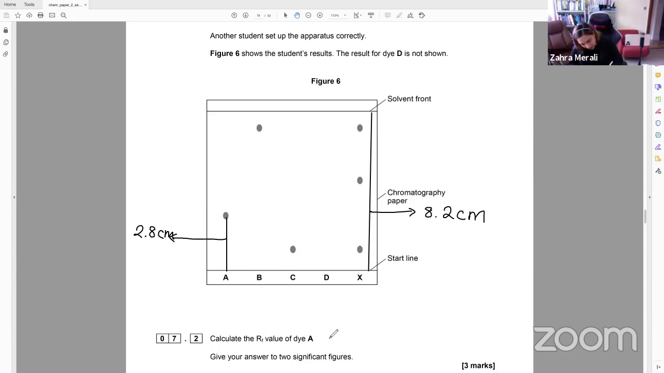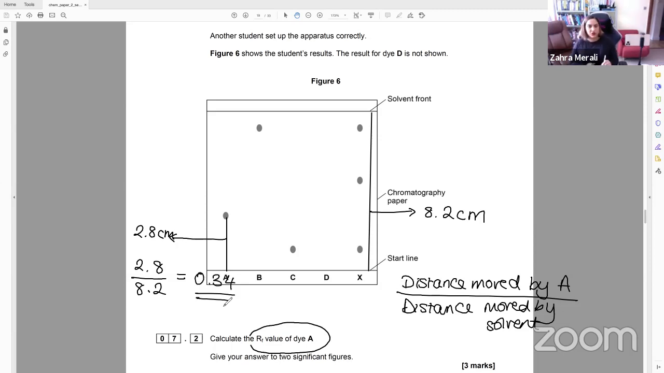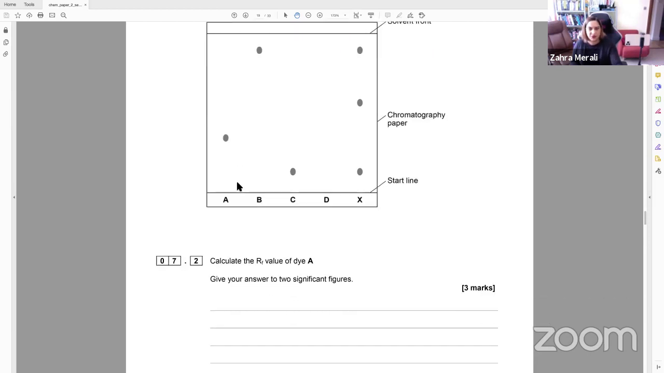So if you're working out the RF value for dye A, what you're calculating is the distance moved by A, and you're dividing that by the distance moved by the solvent. So here we're going to have 2.8 divided by 8.2. And when you put that in the calculator, you get 0.34. So the answer to that part of the question would be 0.34.